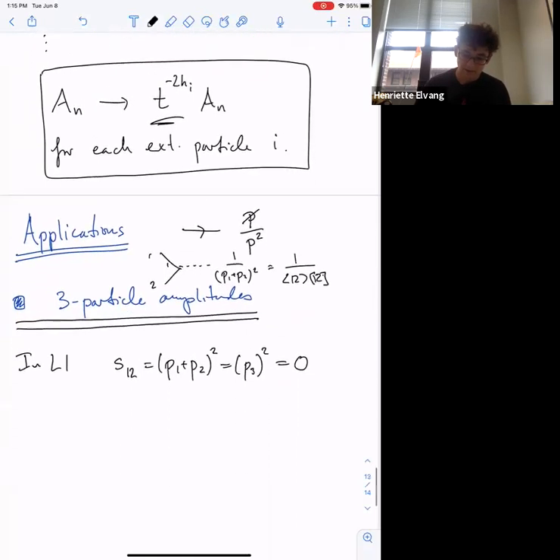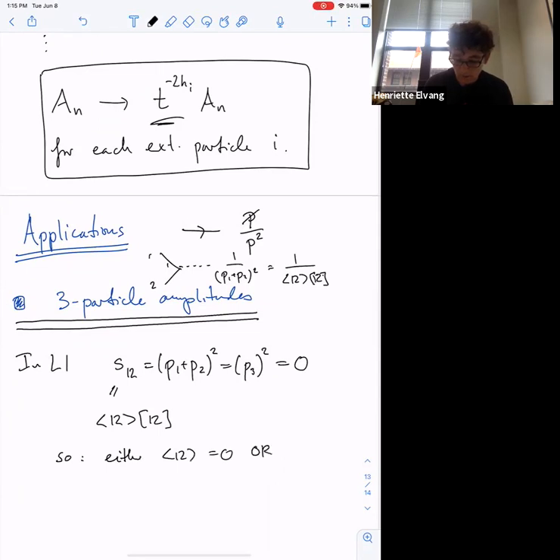But what about in terms of angles and square brackets? Well, in angles and squares, S12 is angle 1, 2 times square 1, 2. So it's a product of things that has to vanish, but that means that only one of them has to vanish. So that means either angle 1, 2 is 0 or square 1, 2 is 0. So that leaves me the opportunity to actually have something that is non-vanishing. And that's true for any one of the combinations of the momenta 1, 2, and 3.